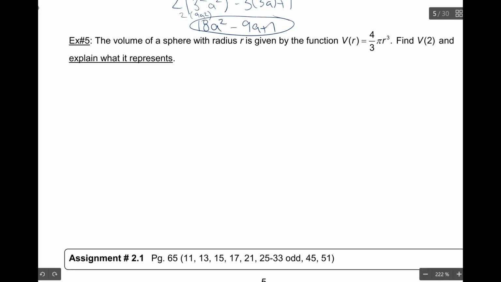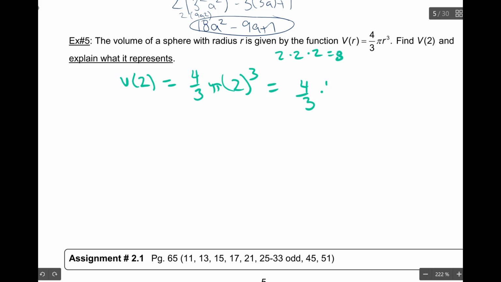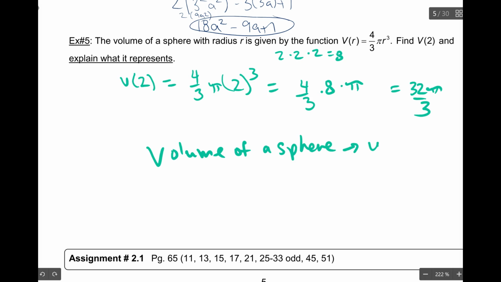And lastly, the volume of a sphere with radius r is given by the function v of r is equal to 4/3 pi r cubed. So find v of 2. I'm plugging in 2 in place of my r, which stands for my radius. 4/3 pi times 2 cubed. So 2 times 2 is 4, times 2 is 8. That's what 2 cubed is. 4/3 times 8 times pi. I did that so we could get the numbers next to each other. So this is 32 pi over 3. This represents the volume of a sphere, in units cubed.